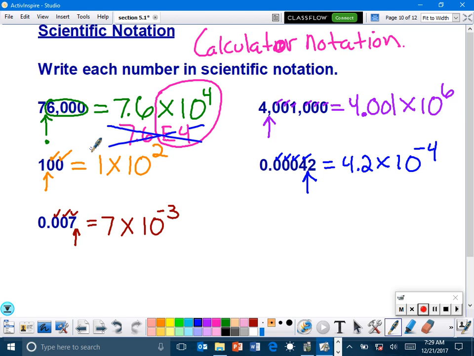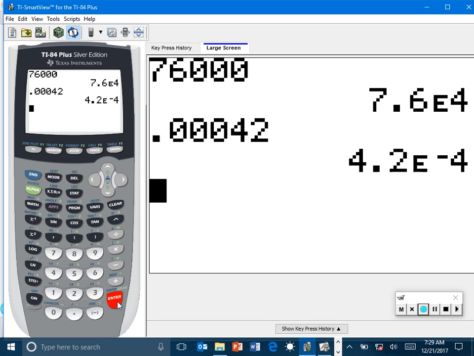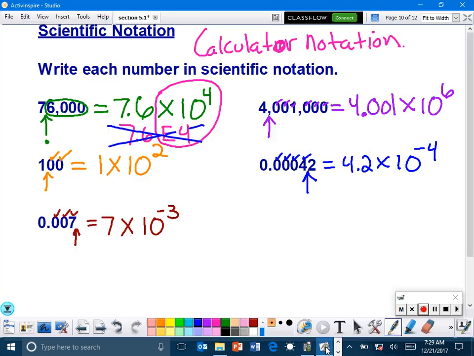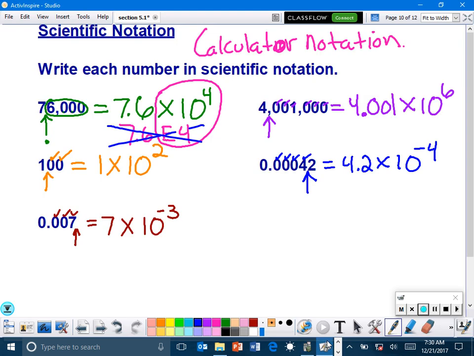Let me demonstrate with 0.00042. Okay, so if I type in 0.00042, did I get too many zeros on that? 3 zeros? Nope, I didn't. You'll notice it gives 4.2 E negative 4. Again, that E negative 4 represents times 10 to the negative 4 power. But I don't want you writing it that way. I want you writing it the way it's supposed to be written, times 10 to the negative 4.